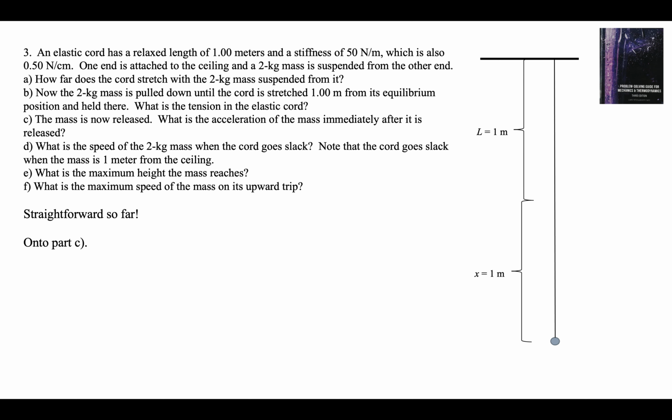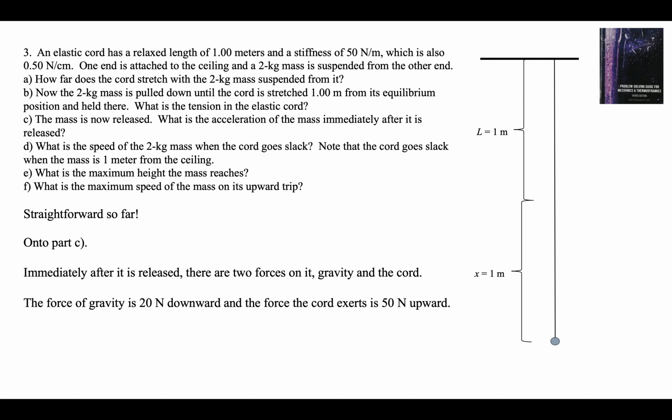On to part C. It's released. What is its acceleration? So there's 2 forces on it, gravity and the cord. The person hanging on to it isn't exerting a force because she let go. The force of gravity is 20 newtons downwards, as always, unless this thing goes into outer space. The force the cord exerts, we just calculated it, is 50 newtons upward. The net force is 30 newtons upward.